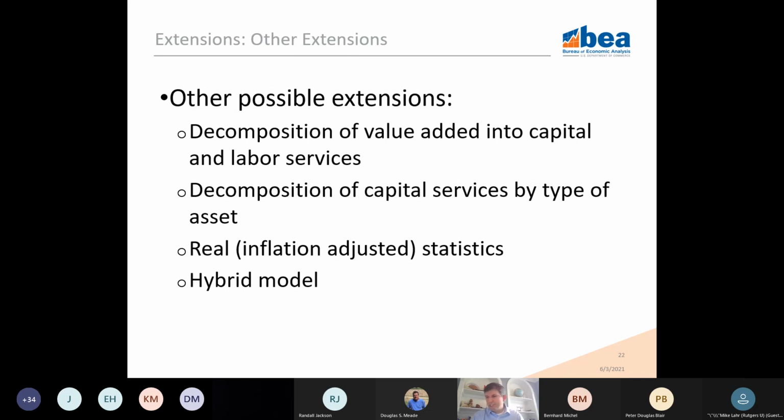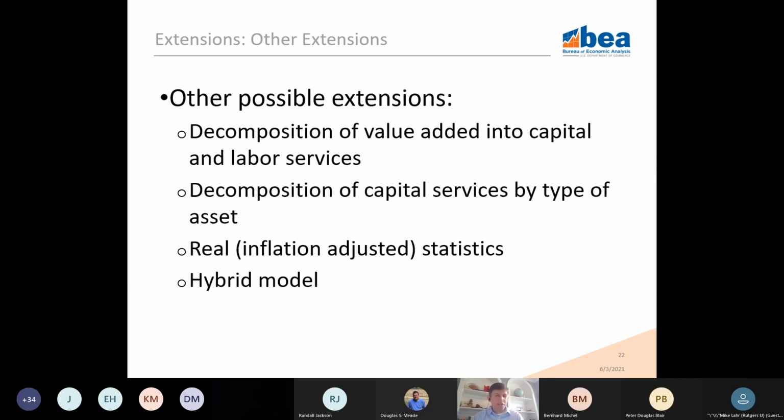Okay, so those last three extensions, bilateral trade, expanded industry detail, and firm heterogeneity by ownership, those are the areas that we're working on most actively and where we've made the most progress at present. There are a few other possibilities that we're exploring or are considering exploring, and those are listed here. For example, we could potentially break value added itself down into capital and labor services, using information from the industry level production account in particular. Capital services could be further broken down by type of asset, which would give some insights into the role of investment goods in the production process.